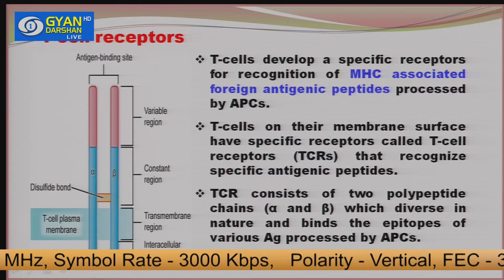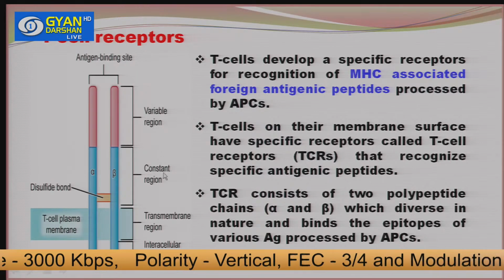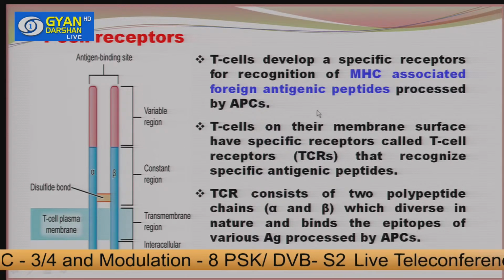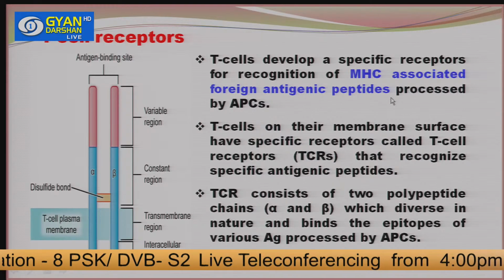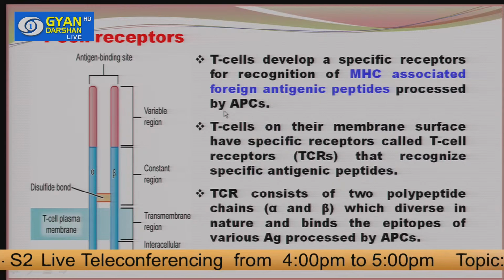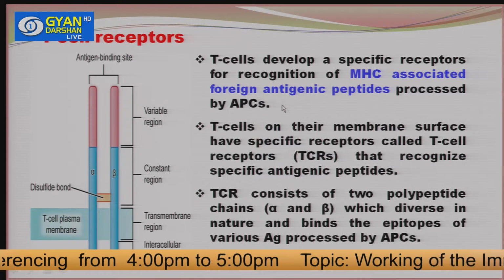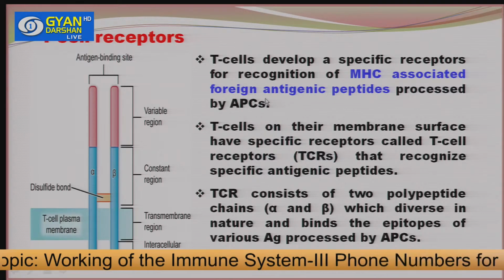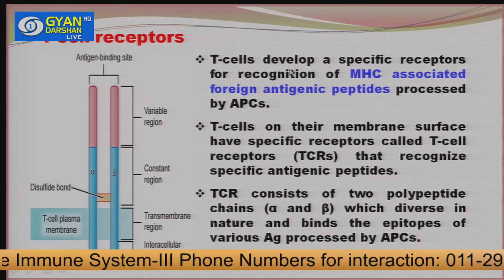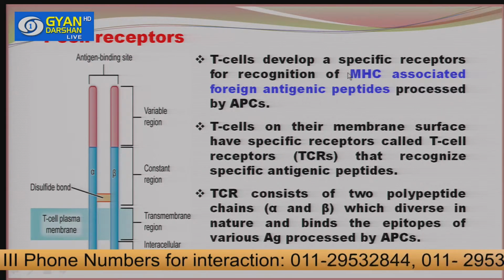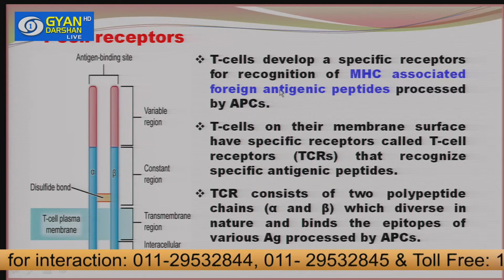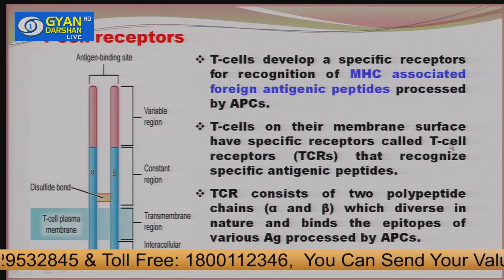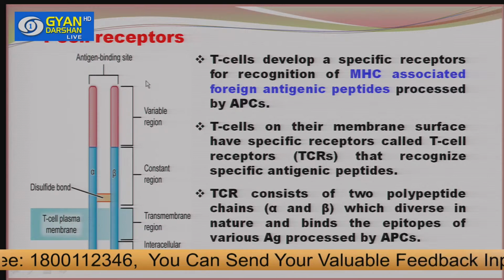It is involved in the binding between the antigen presenting cells and the T cell. The T cell develops a specific receptor for the recognition of MHC associated foreign antigen peptides processed by antigen presenting cells. Antigen presenting cells like B cells, dendritic cells, and macrophages have particular receptors, in which MHC is associated with the foreign antigenic peptides. And the T cell on its membrane surface has a specific receptor called the T cell receptor.